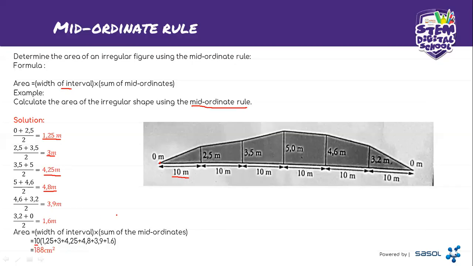Actually, there was a mistake on this one. The unit is not centimeter squared, but meter squared. Let me just cancel this one. The correct answer there is 188 meter squared, not centimeter squared, because the mid-ordinates as well as the width of the interval are in terms of meters. So our final answer should be meter squared.